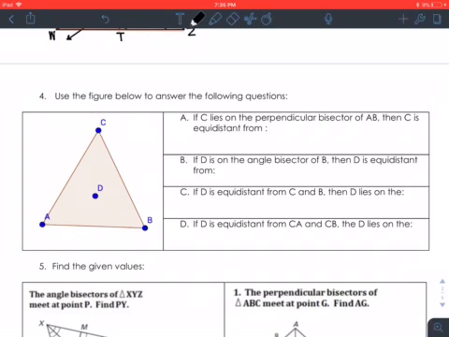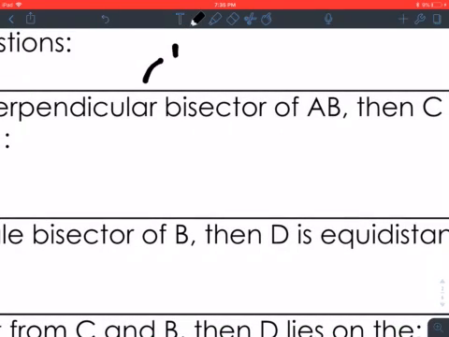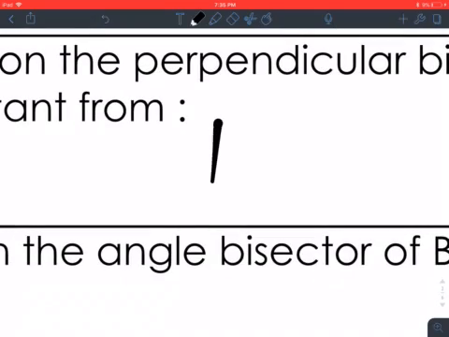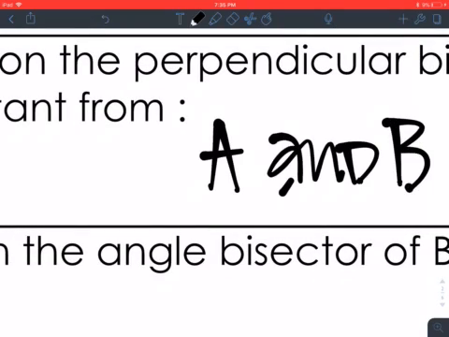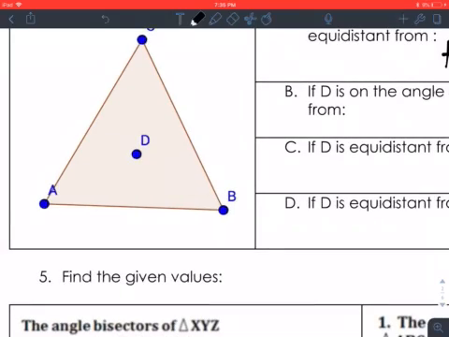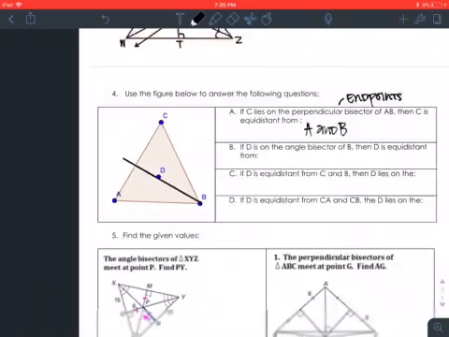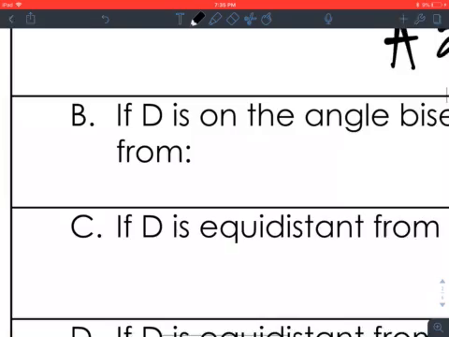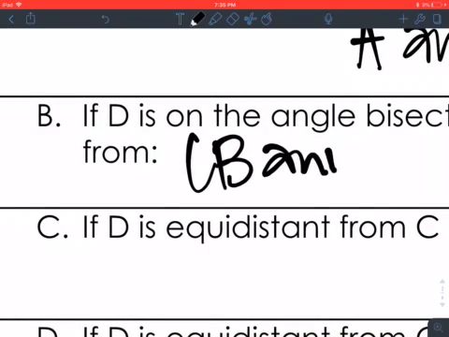So it says for number 4, if C lies on the perpendicular bisector of AB, then C is equidistant to... So what we know is if points are lying on perpendicular bisectors, they are equidistant to the endpoints. So what that means is that C is equidistant from A and B. Now on B, it says that D is on the angle bisector of angle B. So that means that we are looking at this segment right here, and what we know is that points on the angle bisector are equidistant to the sides of that angle. So you just look at the sides of that angle B, which means that D is equidistant from CB and BA.